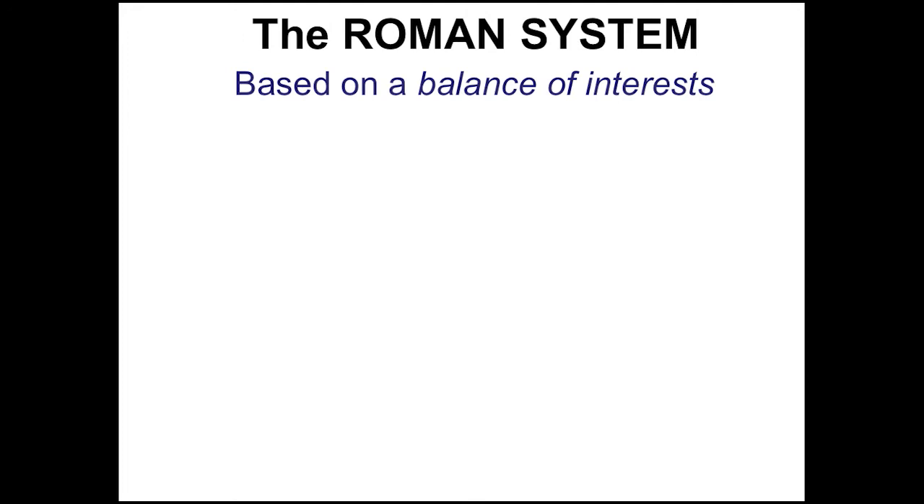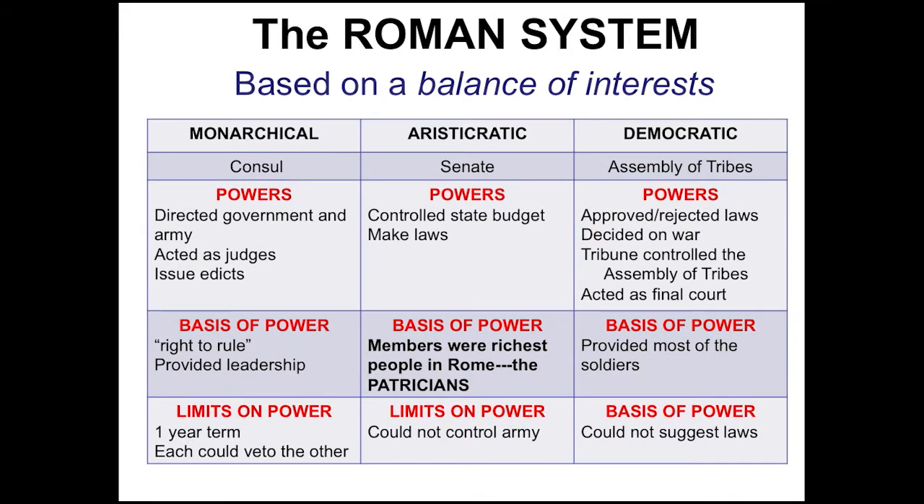This republic is not a lot like ours. We have a system based on balance of power, a legislative, an executive, and a judicial branch. The Roman system is based on a balance of interest, and they have elements of a kingship, an aristocracy, which is ruled by wealthy people, and then a democratic side. All right, we don't need to know everything about this. Okay, it's pretty complex, this whole system.